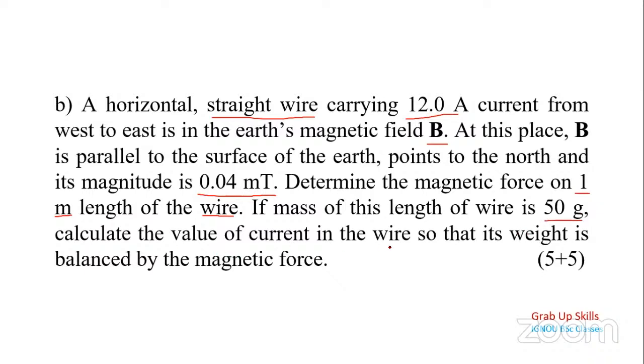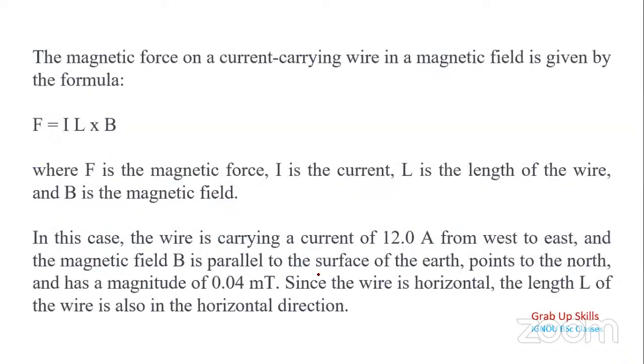Calculate the value of current in the wire so that its weight is balanced by the magnetic force. The magnetic force on a current carrying wire is given by this formula. What is F here? It is the magnetic force. I is the current, and what is L here? Length of the wire, and B is the magnetic field.